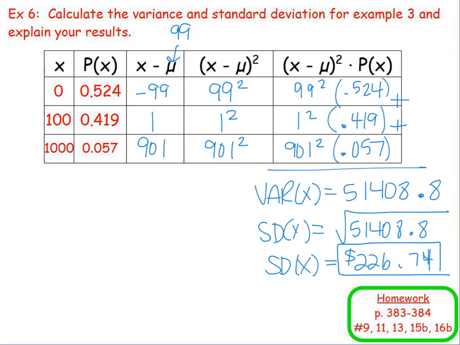You have 0, 100, and 1,000. They're very spread out. That's why the standard deviation is larger. And that's the end of today's lesson.